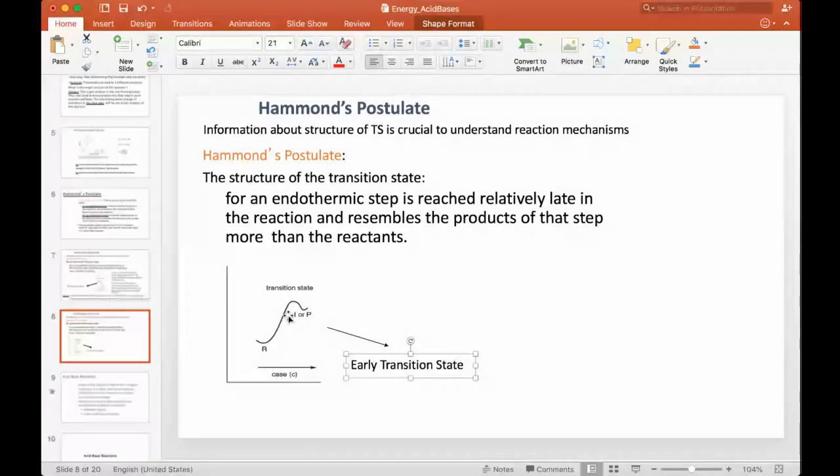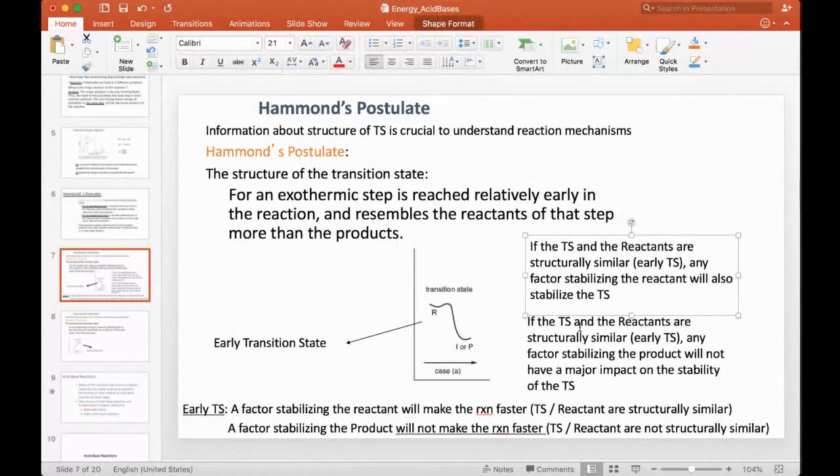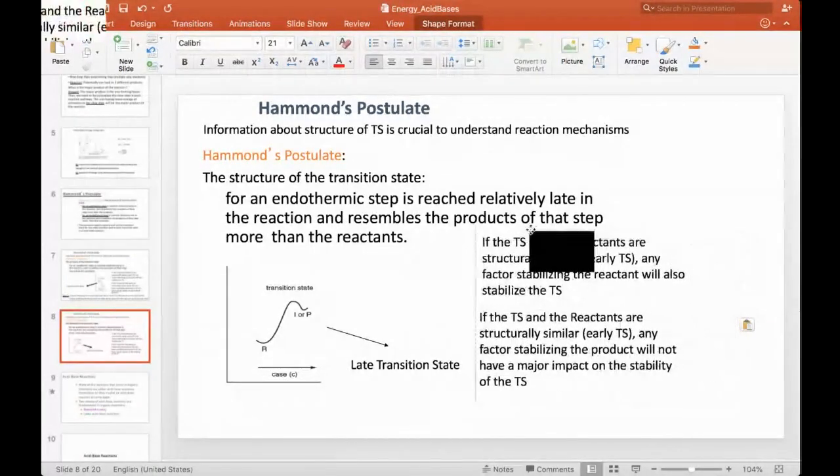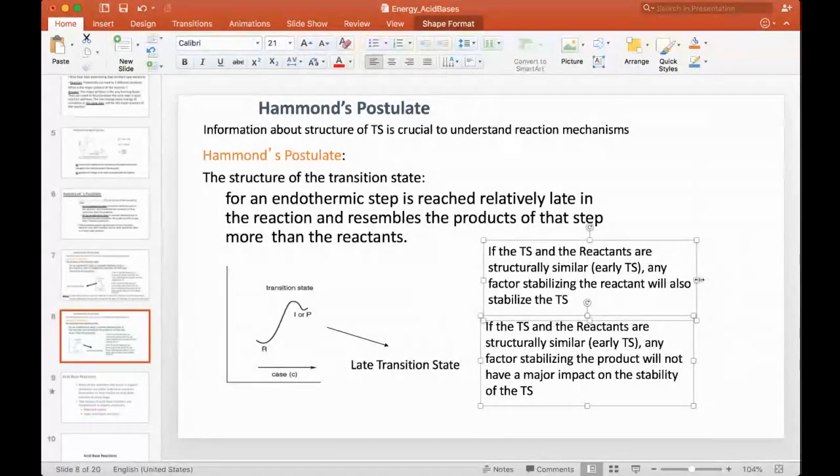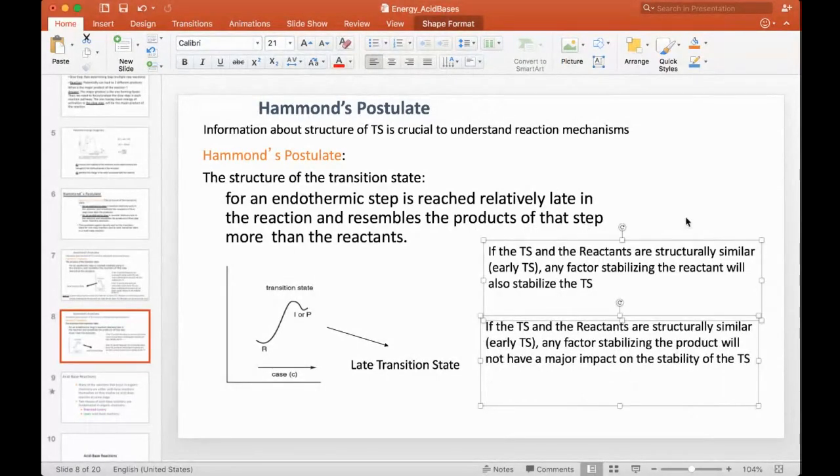So once again, here is a reaction pathway. This is a single step reaction. In this single step reaction, it's an endothermic step. Therefore, the energy of the reactant is closer to the energy of the product. So this is what we call a late transition state. A late transition state actually means that the structure of the product resembles the structure of the transition state.